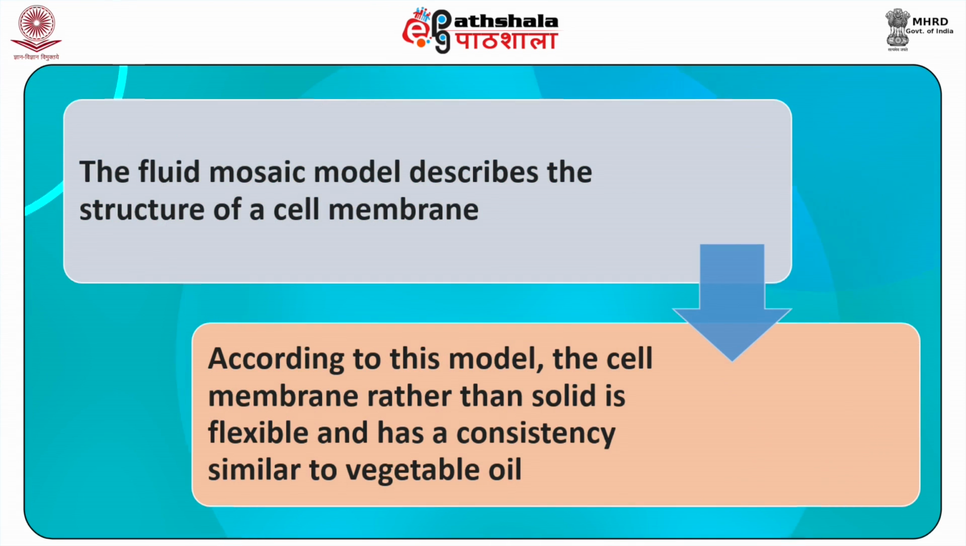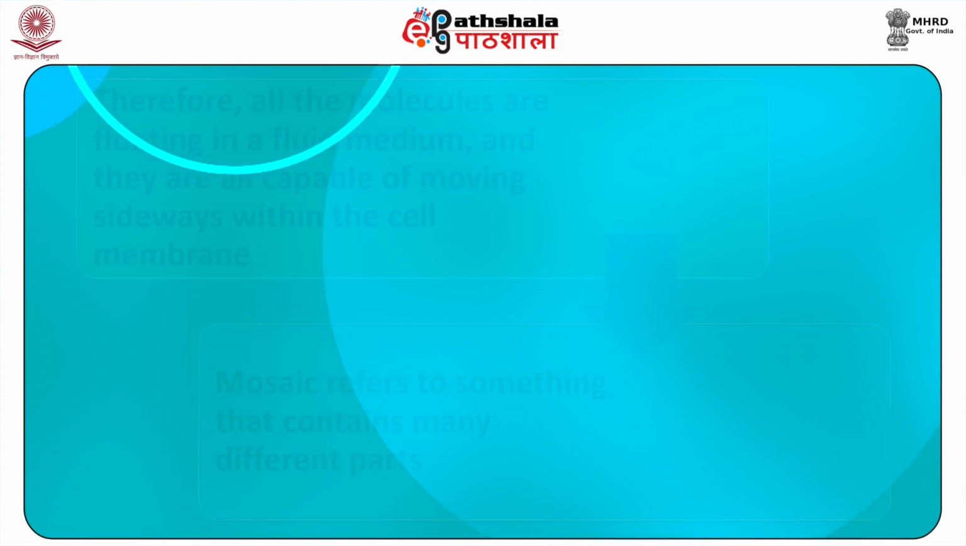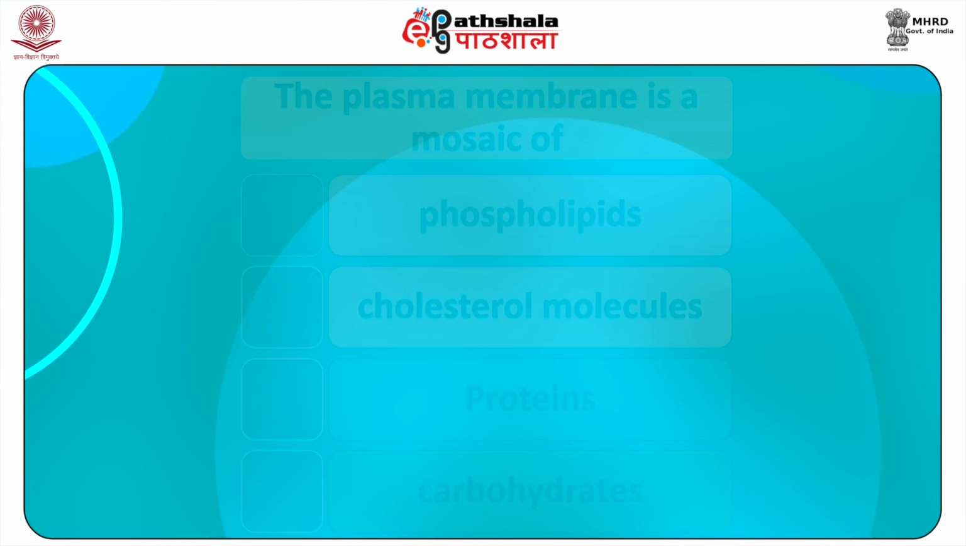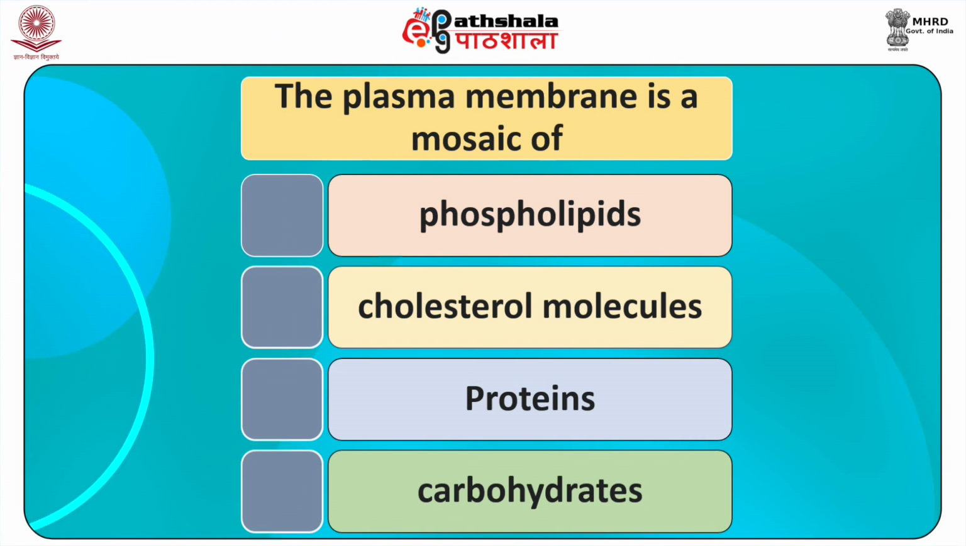The fluid mosaic model describes the structure of a cell membrane. According to this model, the cell membrane, rather than solid, is flexible and has a consistency similar to vegetable oil. Therefore, all the molecules are floating in a fluid medium, and they are all capable of moving sideways within the cell membrane. Mosaic refers to something that contains many different parts. The plasma membrane is a mosaic of phospholipids, cholesterol molecules, proteins and carbohydrates.